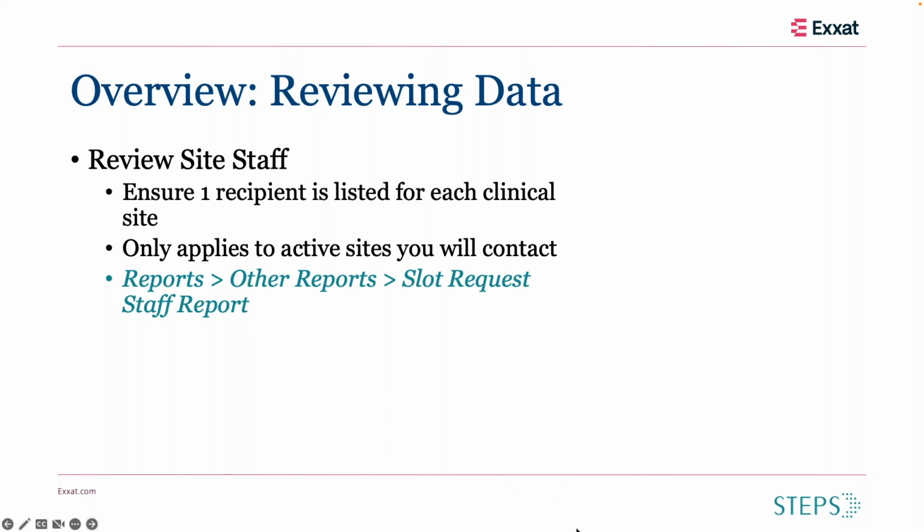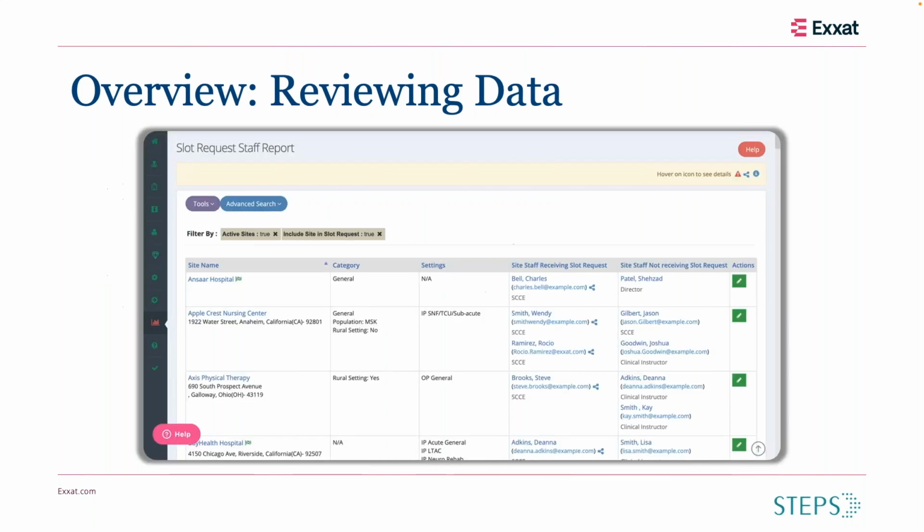We do have a specific report to help you review this information, and that's going to be the slot request staff report, which is in reports and the other reports section, which looks a bit like this. And so this report helps you navigate and see who's receiving your email, who is not. You will have some default filters applied to this report. The first thing is it will only show you active sites, and it will first only show you sites that are included in the slot request, which are just some default filters here.